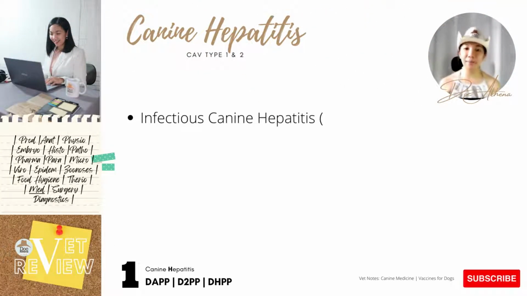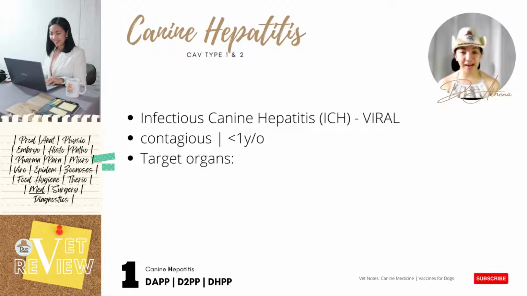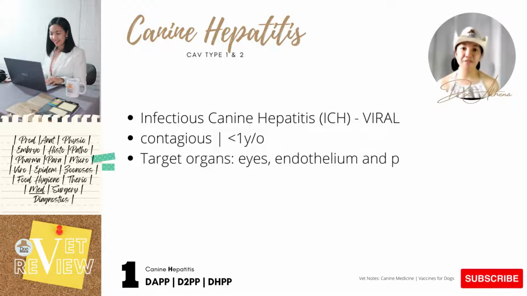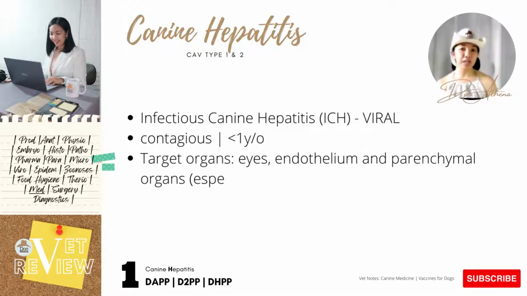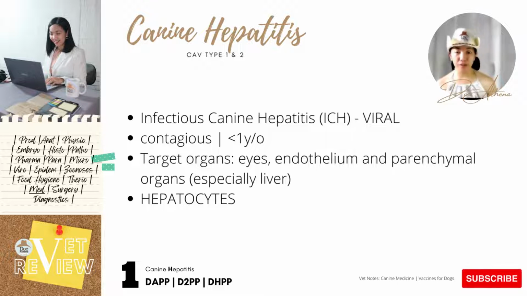There are many kinds of hepatitis in dogs, but in this lecture, we will focus on infectious canine hepatitis, which is caused by a virus. Okay, so if you're familiar with the 4-in-1 vaccine or the DAPP, sometimes also called D2PP, the A refers to the adenovirus, and the 2 refers to the two types of adenovirus, called canine adenovirus type 1 and type 2. These two types of canine adenovirus cause infectious canine hepatitis.